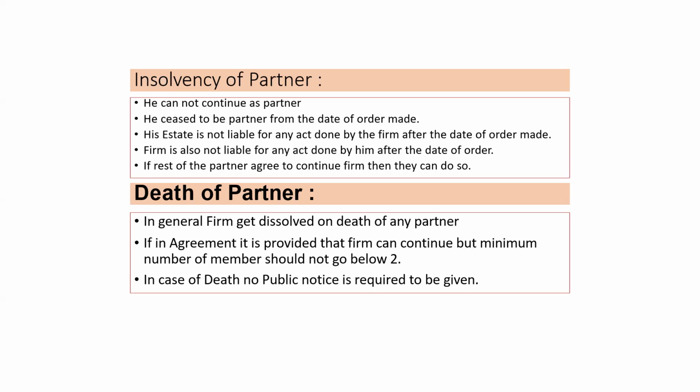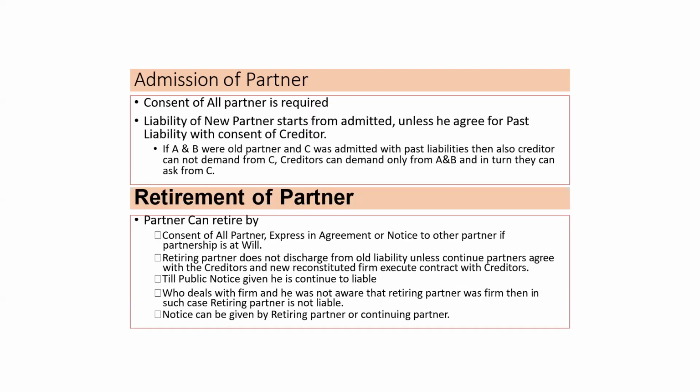Regarding death of partner, in general, firm will get dissolved on the death of any partner. But if it is provided in the agreement that the firm can continue, so then the firm shall continue even despite the death, but minimum number of partners should not go below 2. So if there are only 2 partners, one dies, then the firm is compulsorily dissolved. Okay? And in case of death, no public notice is required to be given, unlike in the case of retirement. Okay?